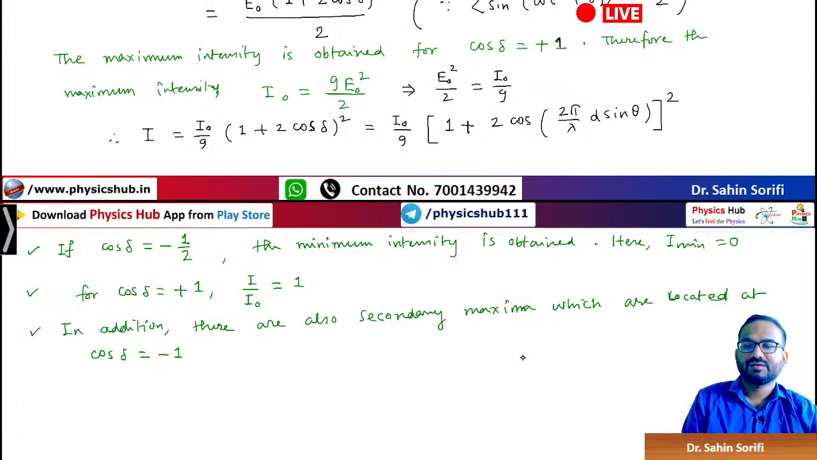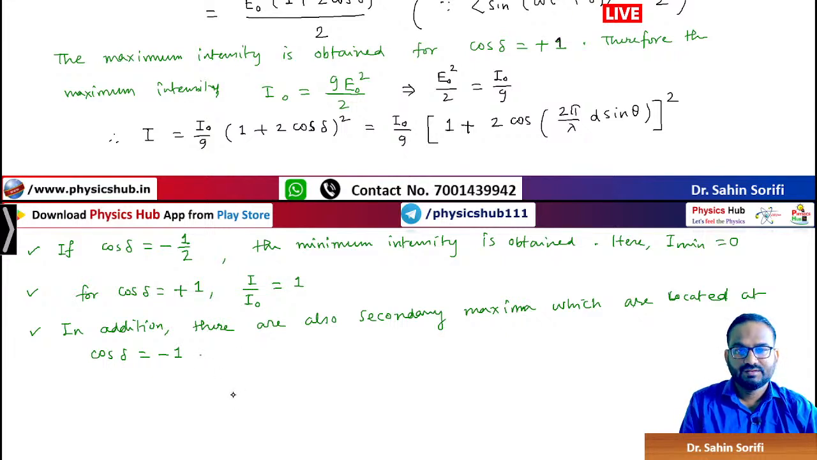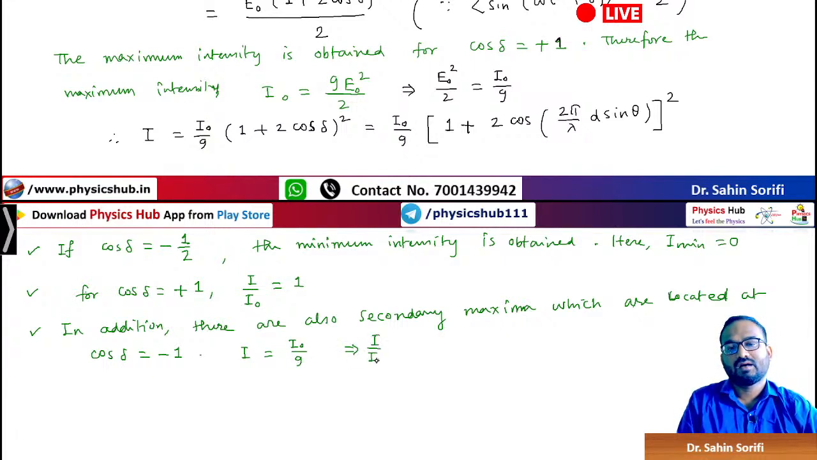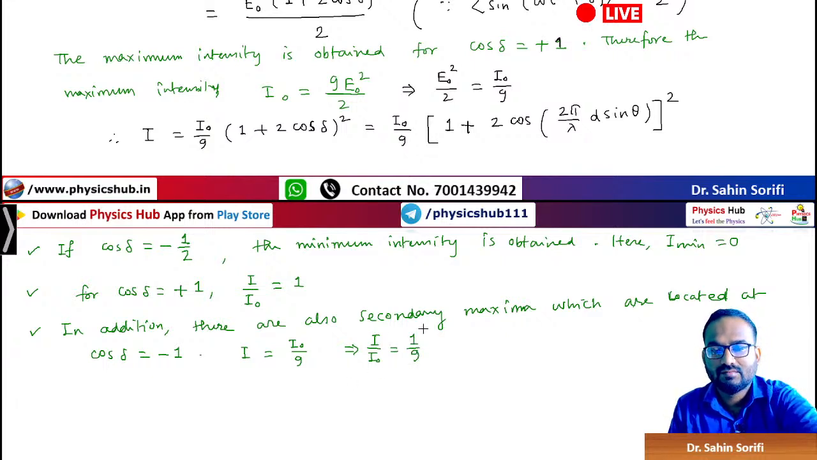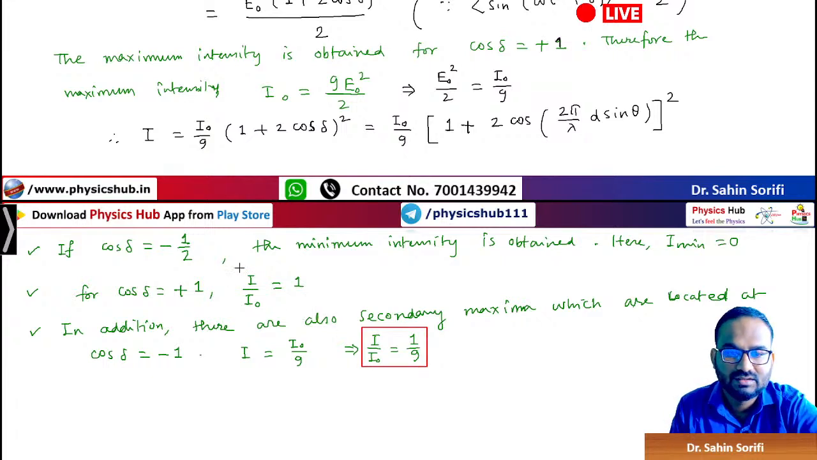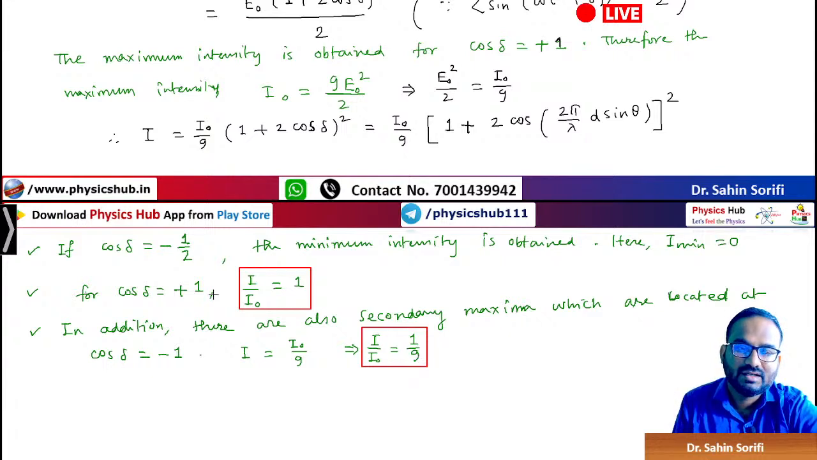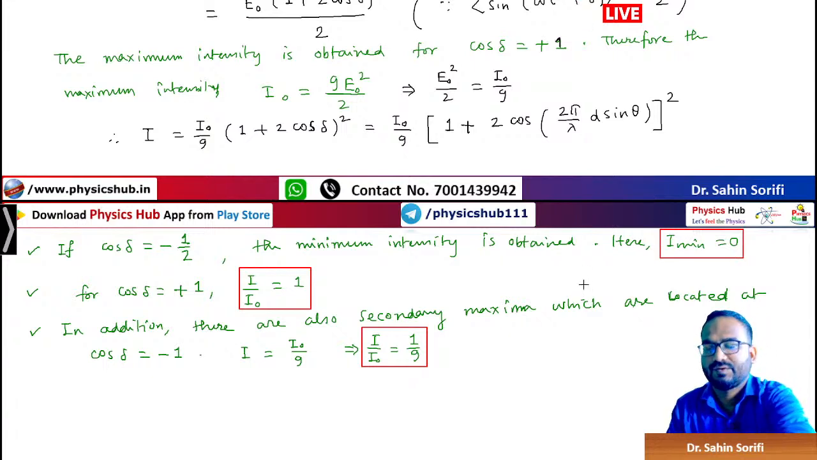There are also secondary maxima which are located at cos delta equal to -1. So if you take cos delta equal to -1, what is your I? I is equal to I naught by 9. It means I by I naught is equal to 1 by 9. So as you can see, it is 1 by 9th of the original maxima. So this is a primary maxima, these are secondary maxima, and cos delta equal to -half corresponds to minima. Okay.